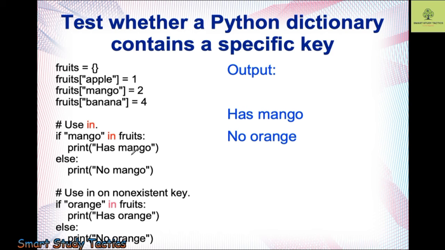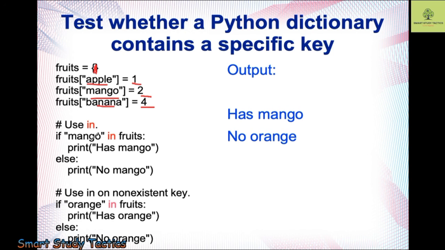Next is in or not in. I think we have used this one. So you can see fruits: apple 1, mangoes 2. Here we have created a dictionary. This is the empty dictionary. Here we have added values: key apple is 1, mango is 2, banana is 3. So here it will represent apple 1, mango 2, banana 3. We are going to use the in keyword. If mango is in fruits, print has mango, else no mango.